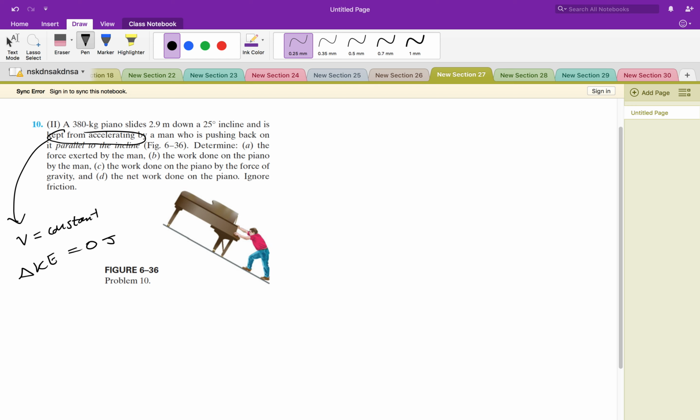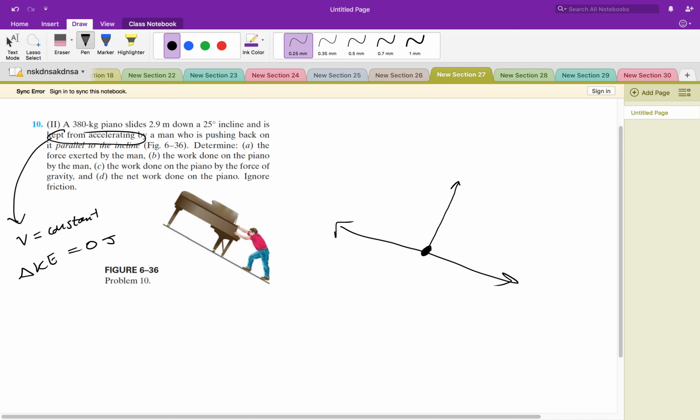So the picture here is like this. I'm just going to sketch out the free body diagram. This is just the inclined plane. And so we have, let's see, work done by the piano. Yeah, we're just looking at the piano. So this dot will be the piano. And this is my y-axis. This will be my x-axis. Kind of go like that. Okay.